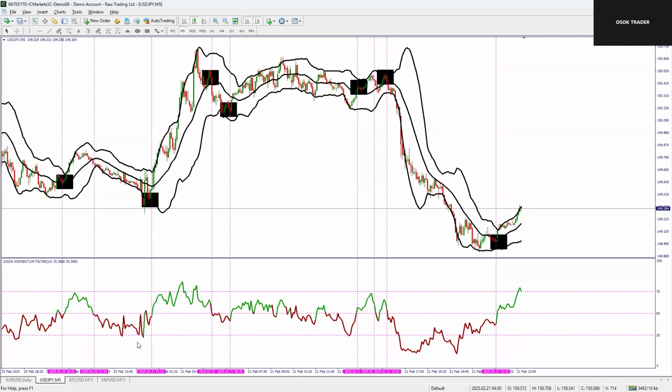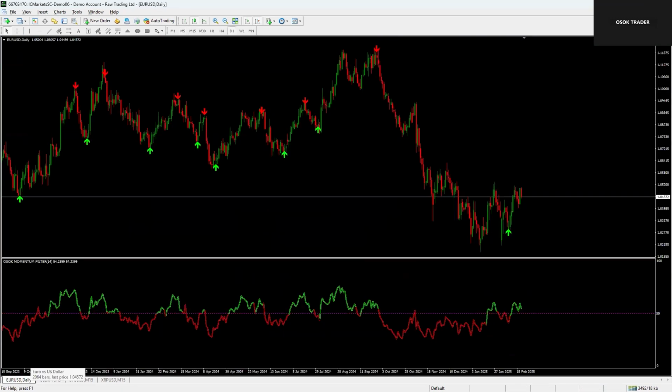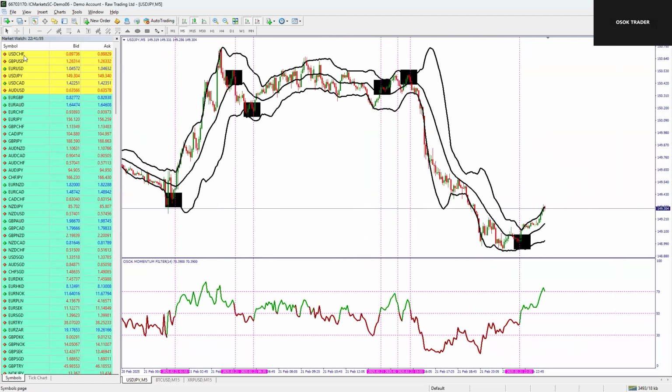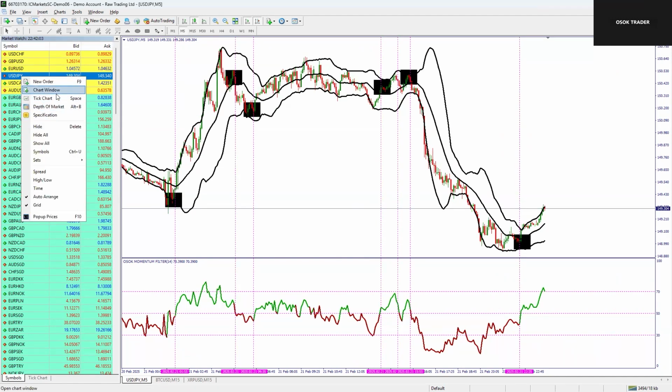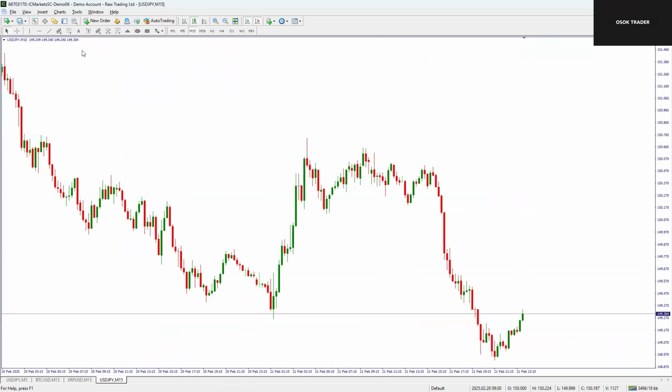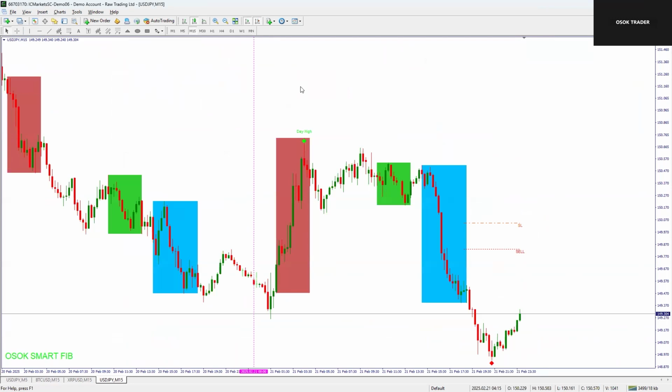So I'm going to try going to a pair. Let me just open any pair. Control M for market watch. So I'm just going to try and go to UJ, right? And then let me add the indicator and quickly come back. All right, and I'm back now.